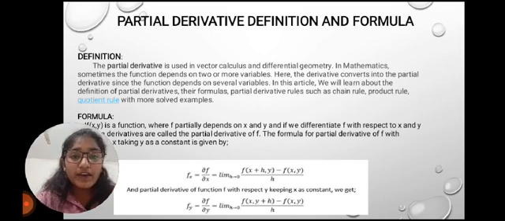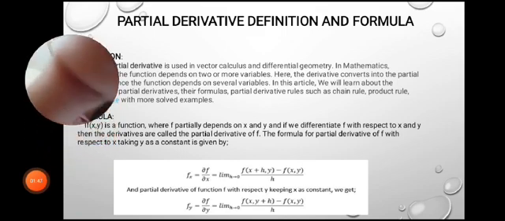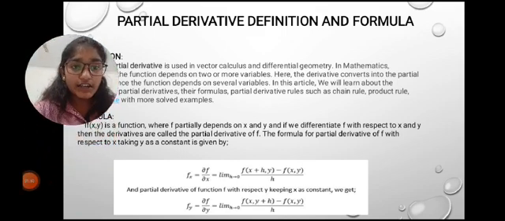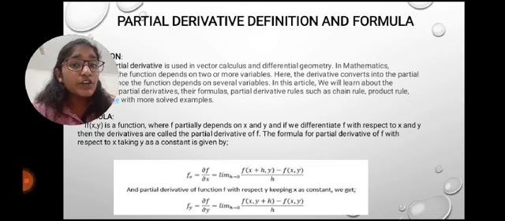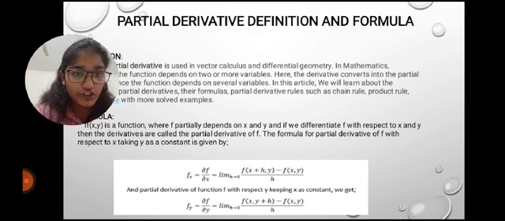Formula: if f(x, y) is a function that depends on x and y, and if we differentiate with respect to x and y, then the derivatives are called the partial derivatives of f. The formula of the partial derivative of f with respect to x, taking y as a constant, is given by ∂f/∂x equals the limit as h tends to 0 of f(x+h, y) minus f(x, y), divided by h. This is the partial derivative formula.